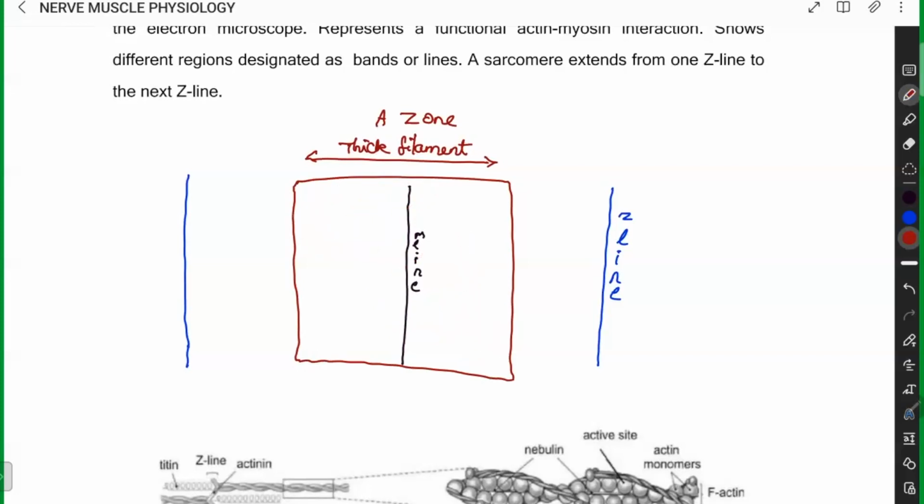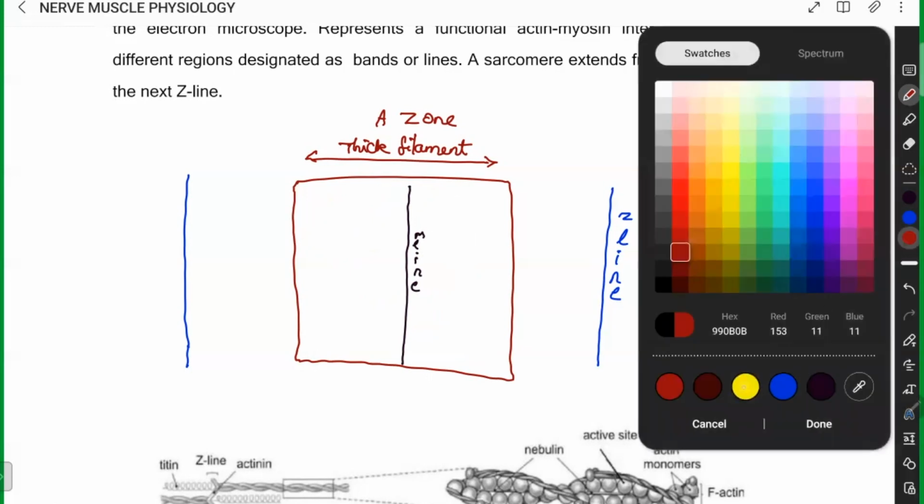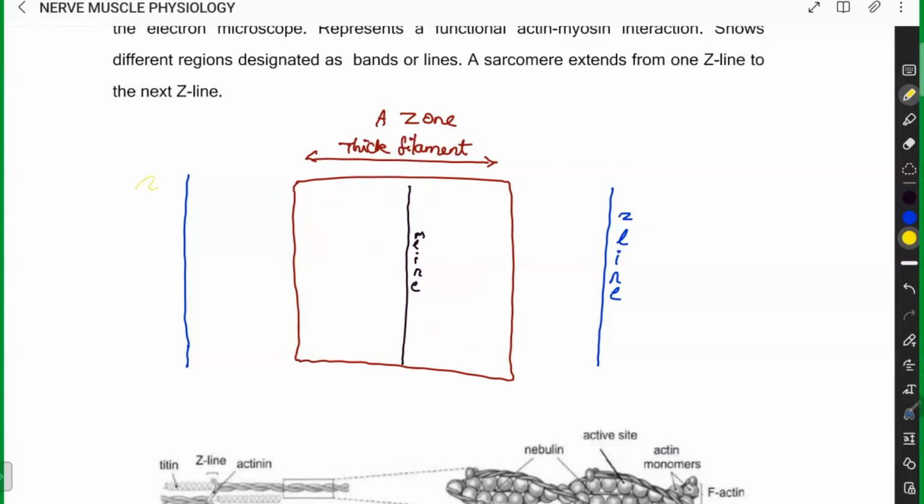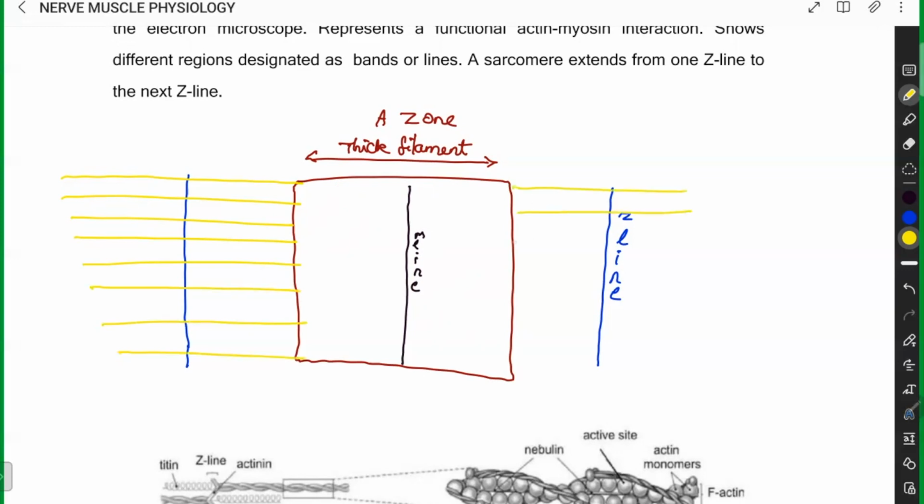That is going to be your thin filament. Where is your thin filament located? Your thin filaments are actually located over your Z line. I can just show you. Where is your thick filament present? Your thick filament is present over the M line, whereas your thin filaments are going to be present over your Z line like this. So this is going to be called your Z line.